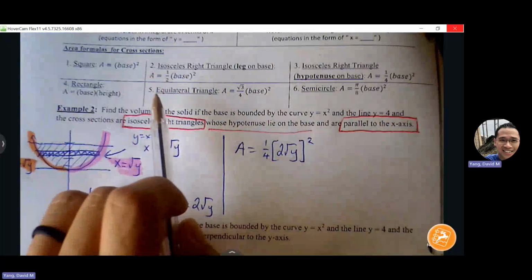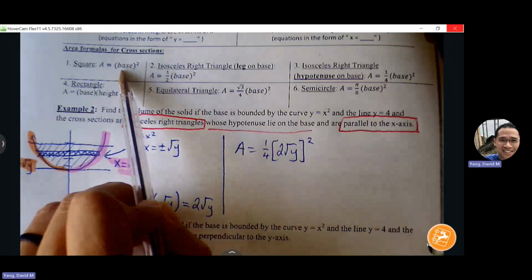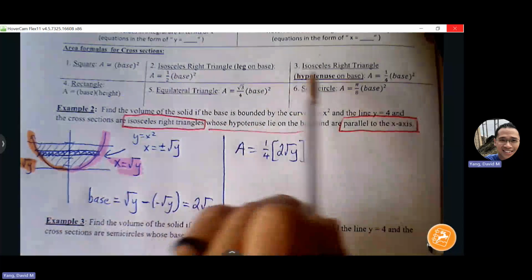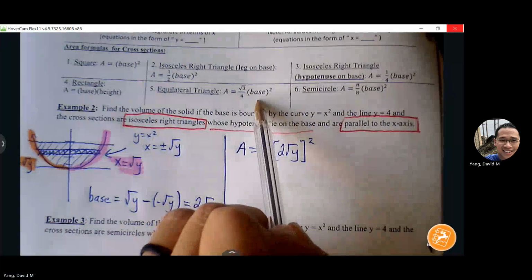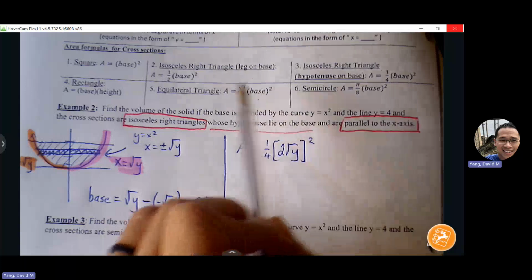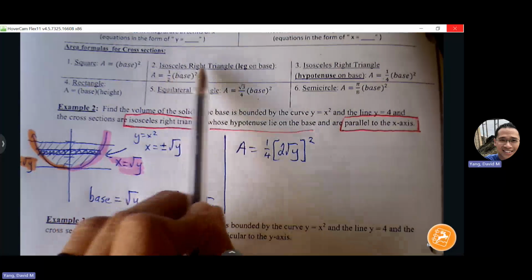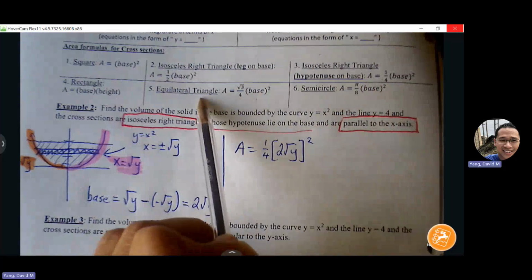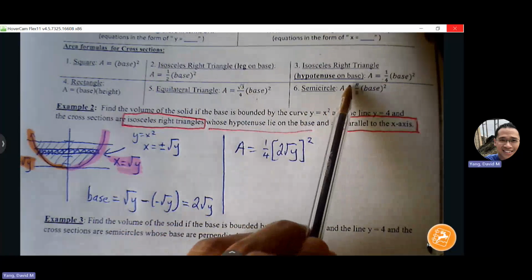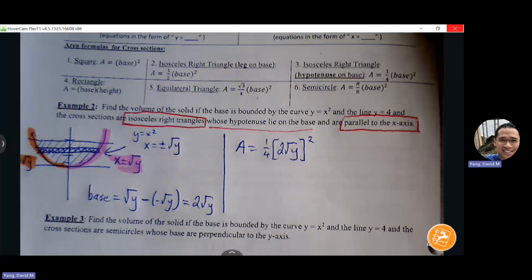But let me talk a little bit about that. All your formulas will be base squared. Your area is base squared. Right triangle is base squared. Isosceles right triangle is base squared. Semicircle is base squared. Equilateral triangle is base squared. The only thing that we have to adjust for is the coefficient, right? If its leg is on the base, it's 1/2; isosceles is 1/4; equilateral triangle is root 3 over 4; semicircle is pi over 8. So you just know that it's going to be base squared. I just have to figure out what the appropriate coefficient is for my formula.